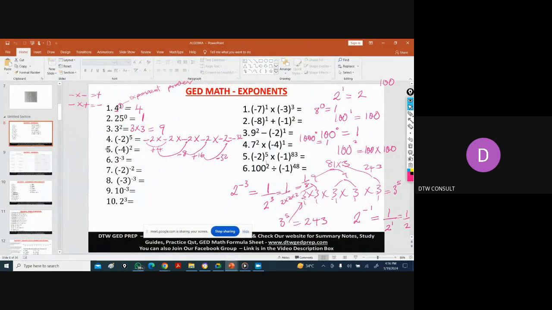Okay, so who can tell me the answer for number 5? 16. Positive 16, not negative 16. It's positive because you have negative 4 times negative 4. Negative times negative is positive. 4 times 4 is 16. Who can give me the answer for number 6?